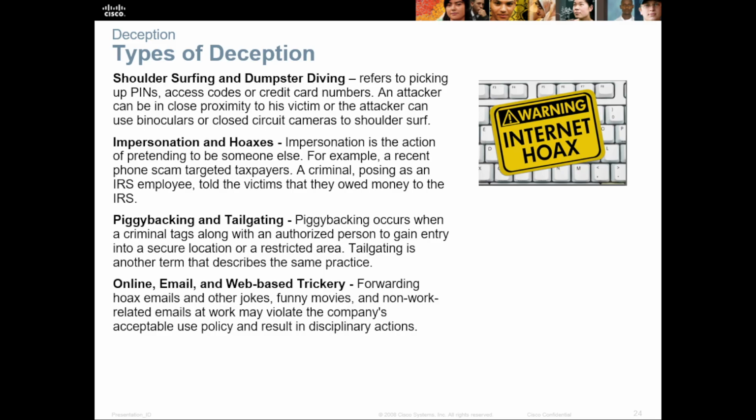Forwarding hoax emails and other jokes, funny videos, and non-work related emails at work may violate the company's acceptable use policies and result in disciplinary actions.